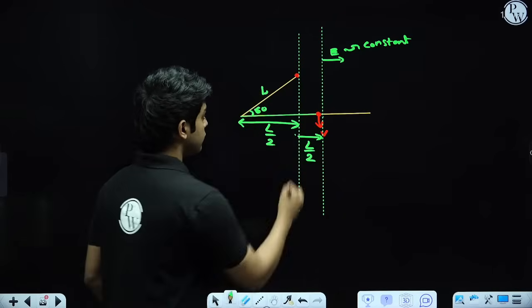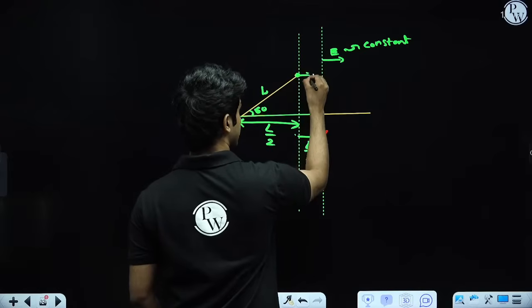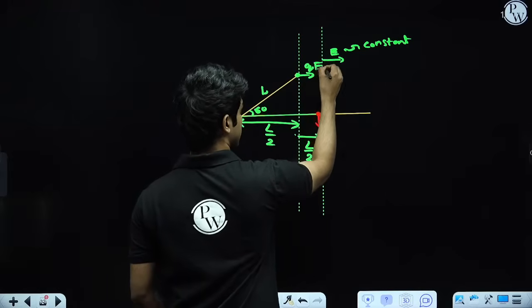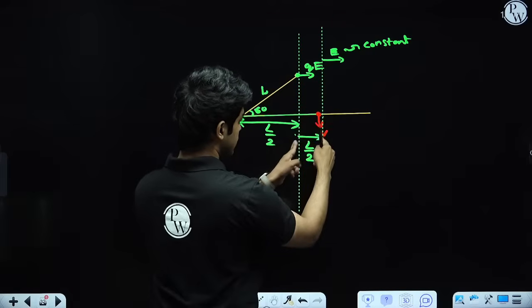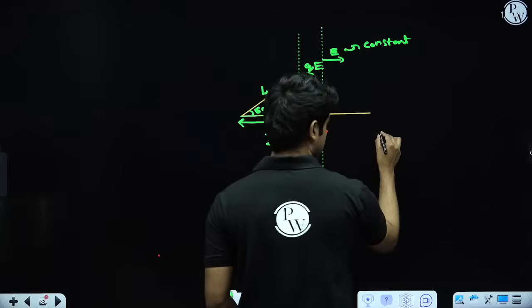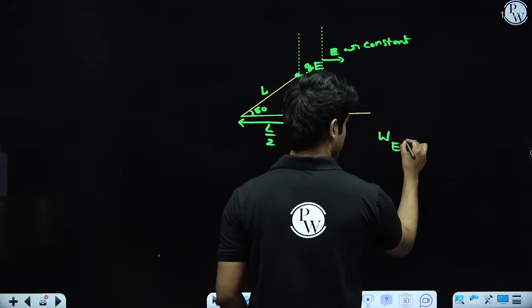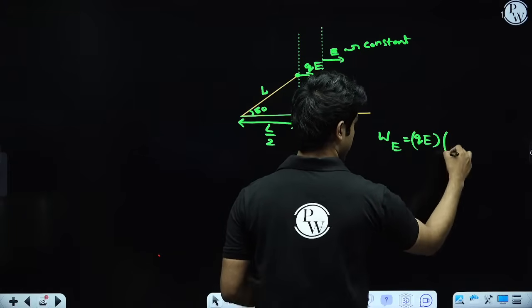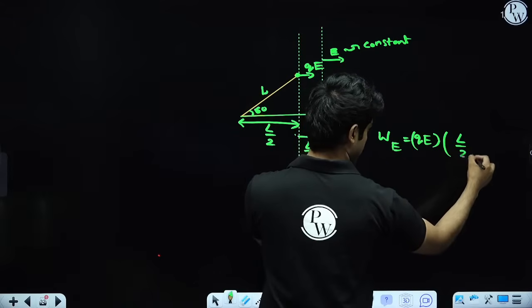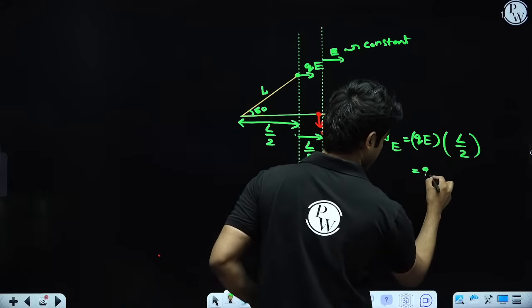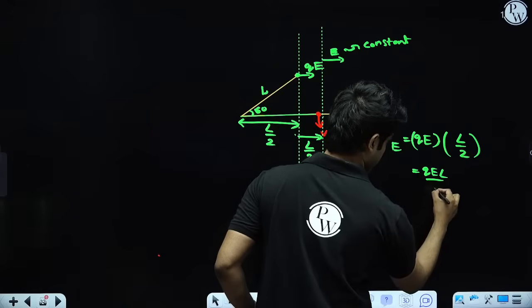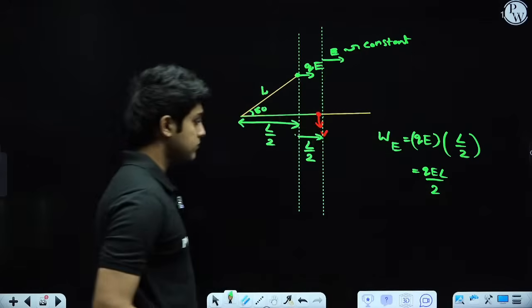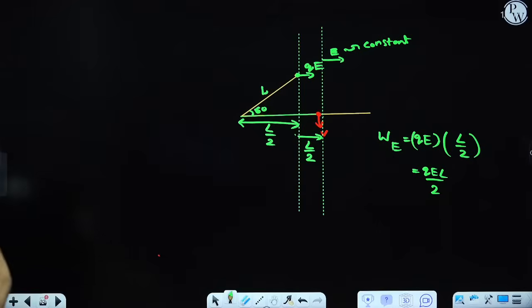So if I know the force is QE along the x direction and the displacement along the x direction is L by 2, the work done by the electric field is the electric force QE multiplied by the x direction displacement L by 2. So this is QE L by 2, okay. That is the work done by the electric field.